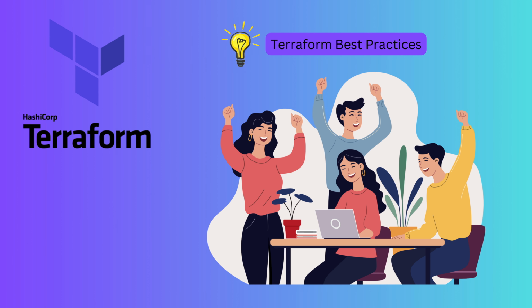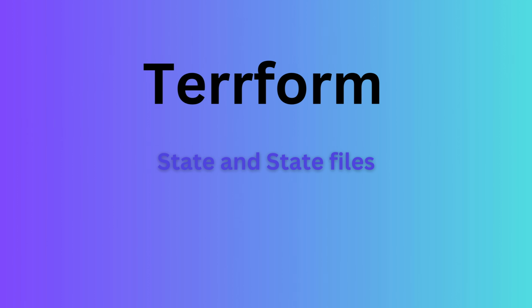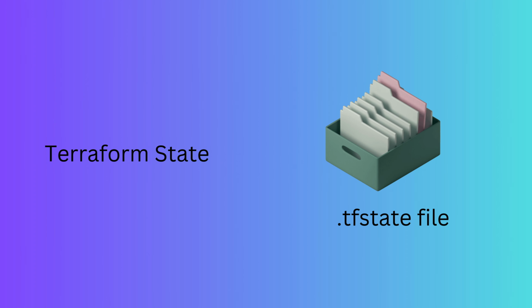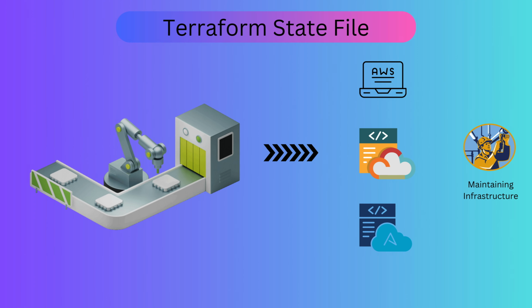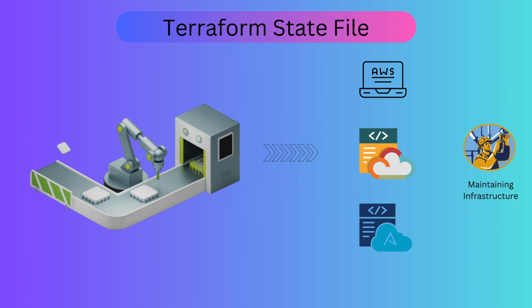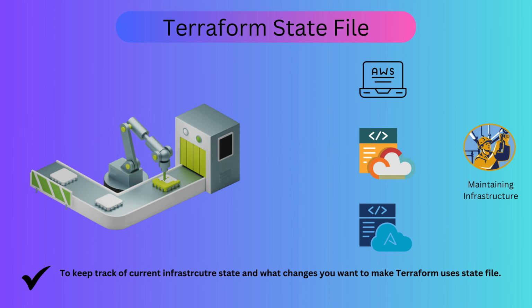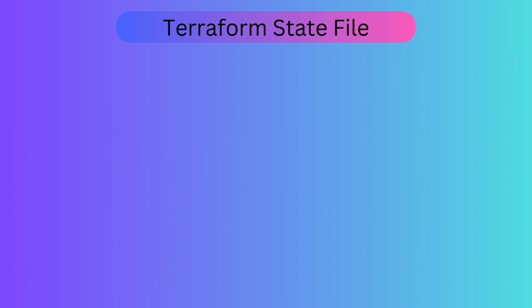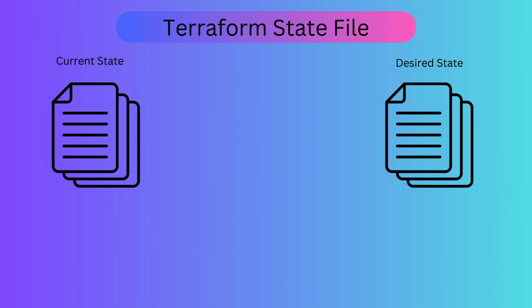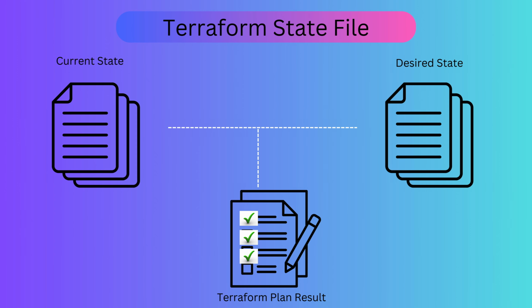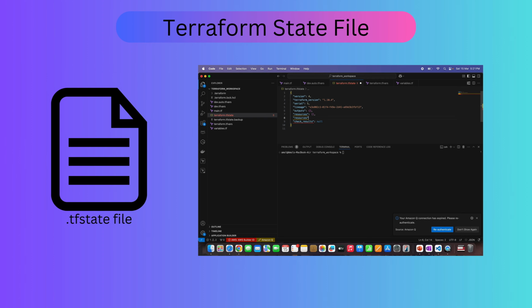So let's get started. Let's start with Terraform state and state files. Terraform is a tool that automates infrastructure creation using the Terraform state file. When you change configuration in Terraform, it compares your desired state configuration with the current infrastructure state and figures out a plan to make those desired changes. The state file is a simple JSON file which looks like this, and it has the infrastructure resources that Terraform manages for you.